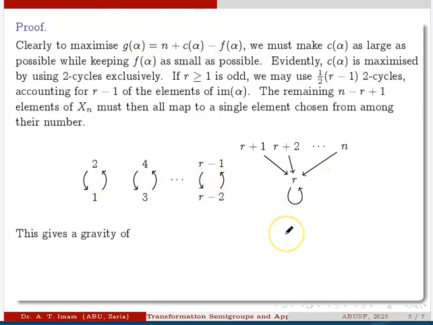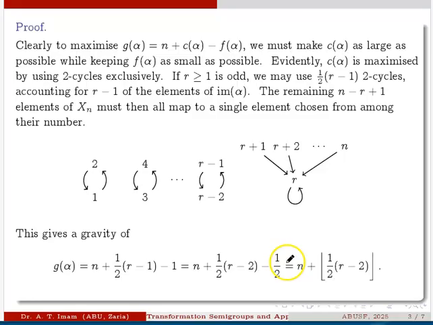For this configuration, the gravity is n plus the cycles of alpha minus 1, which is the fixed point, because you have only one fixed point here. And you have (r minus 1)/2 cycles. And this integer, if you simplify, it is this, and that will give you the required formula.